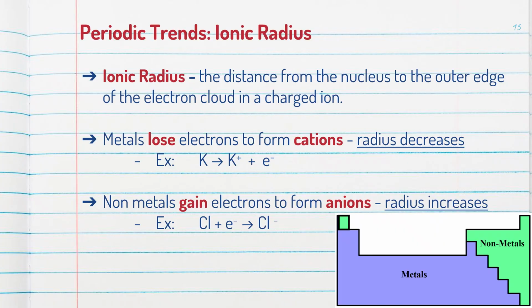So another periodic trend that we can look at is ionic radius, the distance from the nucleus to the outer edge of the electron cloud in a charged ion. Metals lose electrons and form cations, meaning that the radius decreases. So from potassium to potassium plus, my radius is going to decrease. Nonmetals gain electrons to form anions, meaning that the radius increases. So chlorine plus an electron makes chloride, so that radius is going to get bigger.